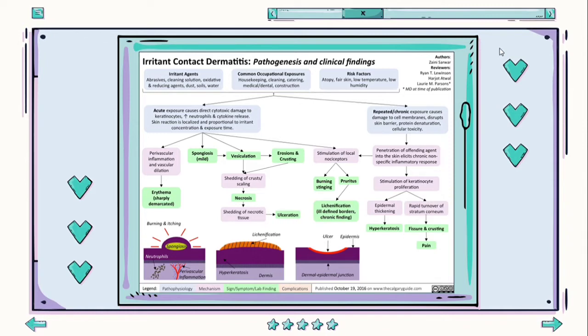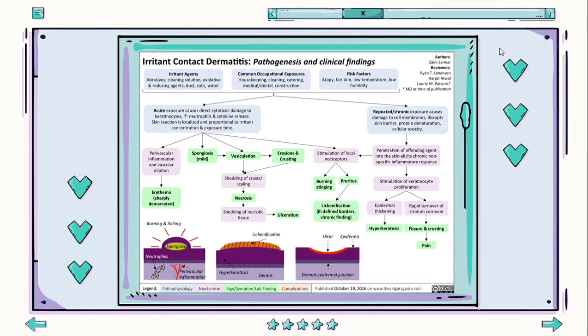After necrosis or shedding of necrotic tissues, it will cause poor circulation and will lead to ulceration. When the neutrophils and cytokine release increases, as well as skin reaction is localized and proportional to the irritant concentration, it will stimulate the local nociceptors and will cause burning or stinging, as well as itching sensations that may lead to lichenification or the thickening of the epidermal layers.